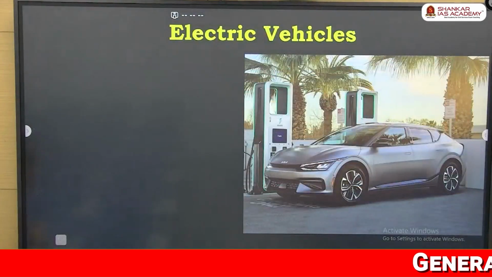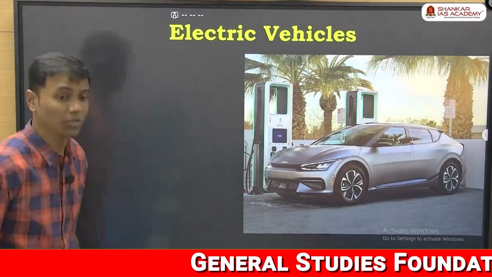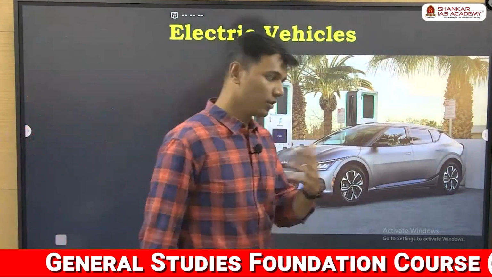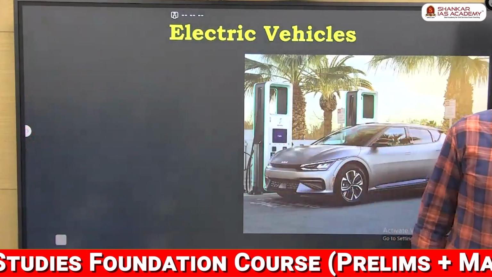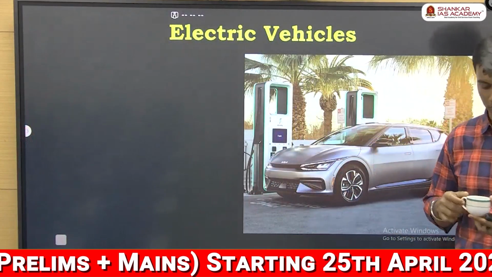Okay. Have you understood the concept? Yes. The ultimate aim of a battery is creating electrons, pushing from one metal to the other metal, so that the movement of electrons will create electricity. Based on this, the next concept is electric vehicles.